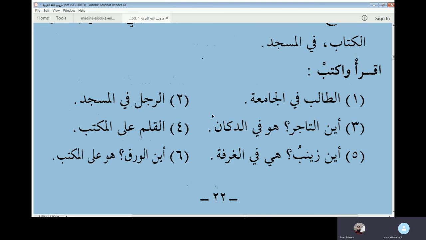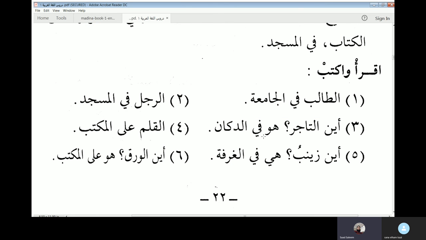Okay, let me tell you one thing here. This word is not fid dukani, because dukan is diptote, and it is fid dukana, but you will learn this rule later inshallah. So at the moment you can say huwa fid dukan. But remember that in future this will be different. Next.